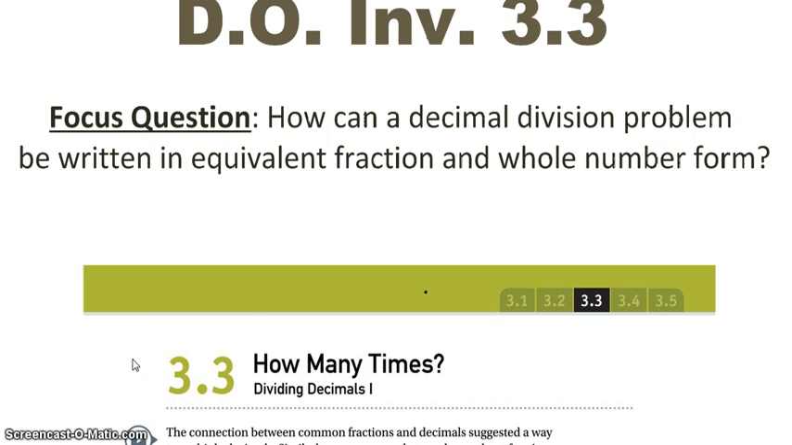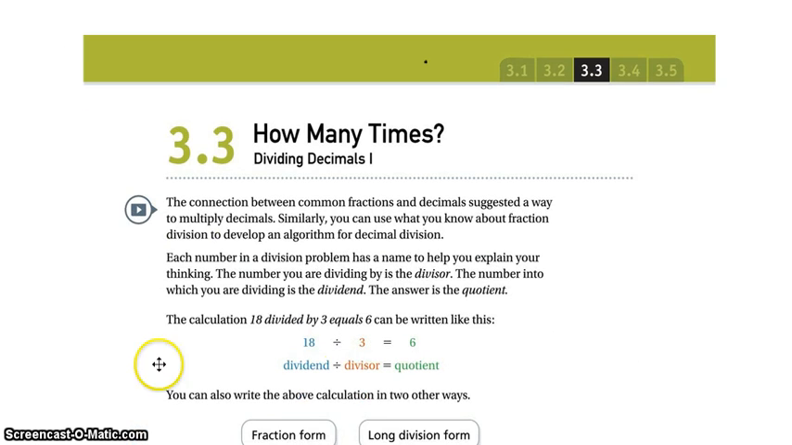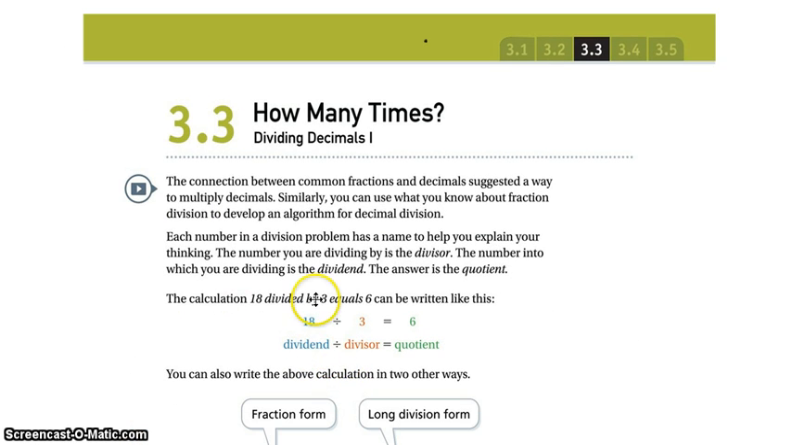So first thing we're going to do is go over the parts of a division problem. Right here in 18 divided by 3 equals 6, we have a dividend, which is the first number in a division problem, divided by 3. The 3 is the divisor. It's the number that does the dividing, and the 6, or the answer, is the quotient. So the dividend divided by the divisor equals the quotient.